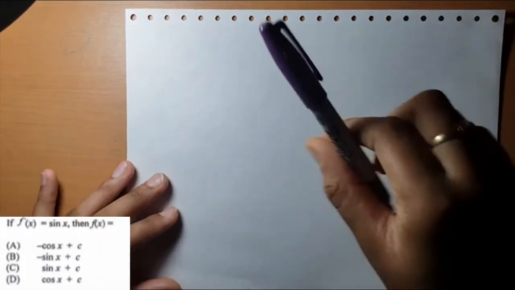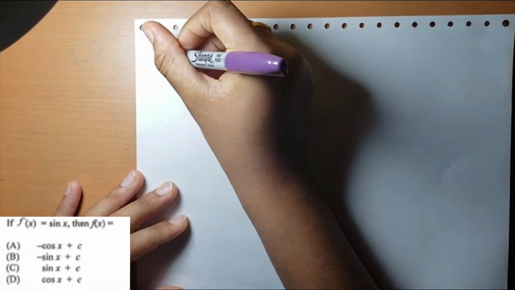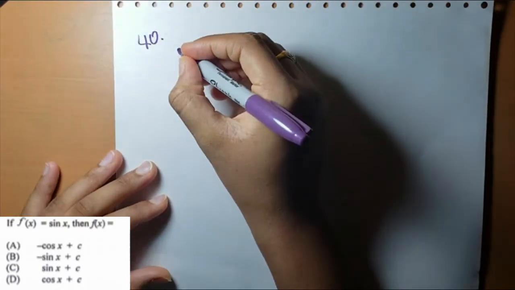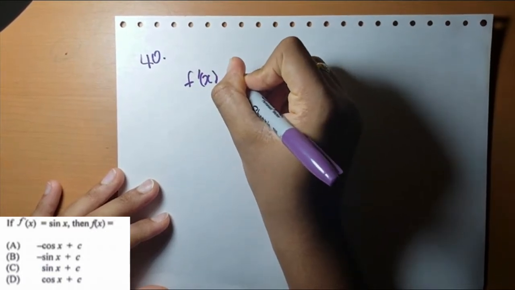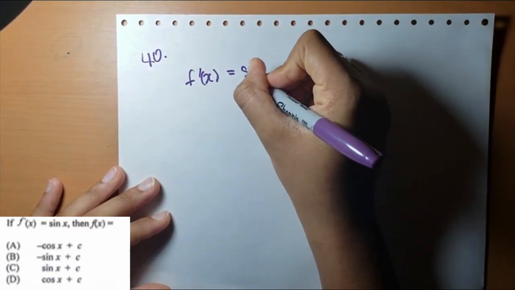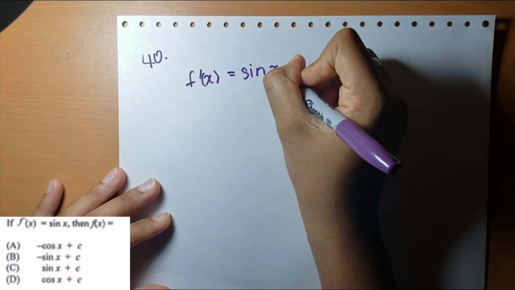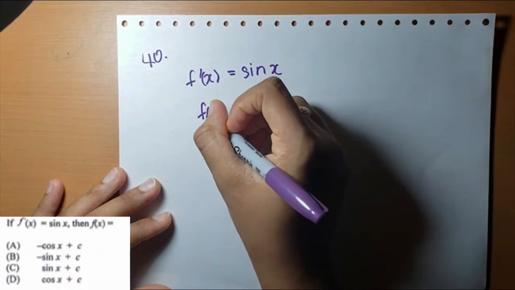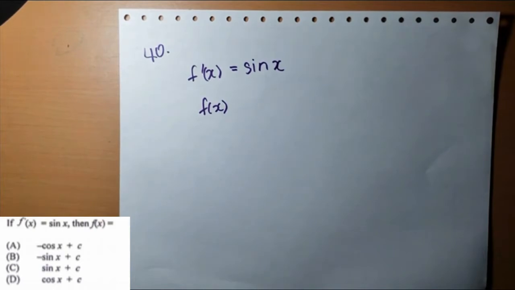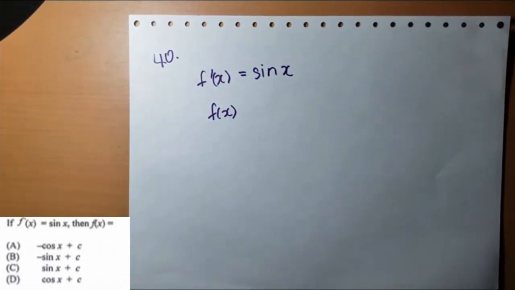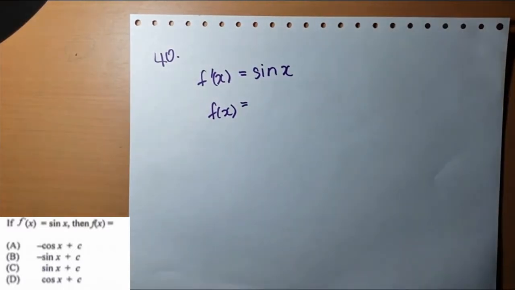Okay, so number 14. If f prime of x is equal to sine x, then what is f of x? So we're given the derivative and we're being asked what is the original function. So what we need to do is integrate. So when you integrate sine, what do you get?